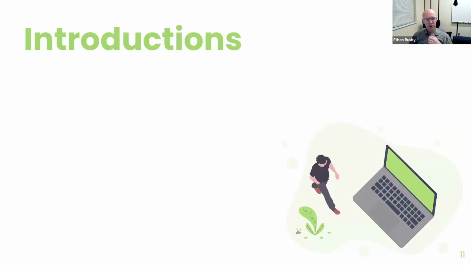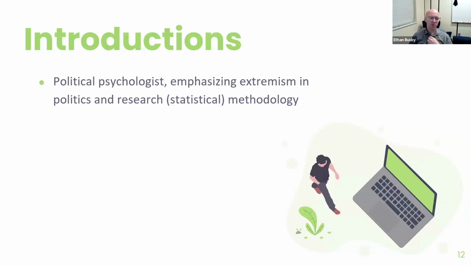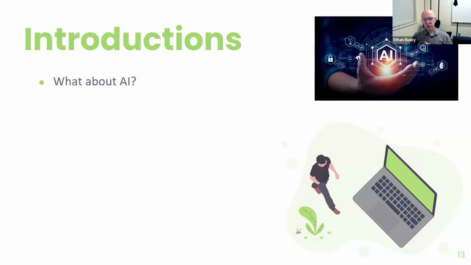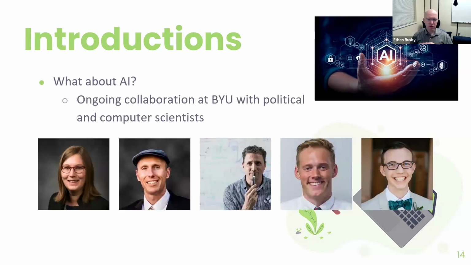By way of introduction, as Stephen said, I'm a political psychologist. I emphasize extremism in my own work in politics, and my research. I also do a significant amount of research with statistical methods, quantitative research, as well as increasingly artificial intelligence. And with respect to artificial intelligence, I'm part of a research team here at my university, at Brigham Young University, that involves computer scientists and political scientists. So 3 of us are political scientists, and then another 3 or so are computer scientists.